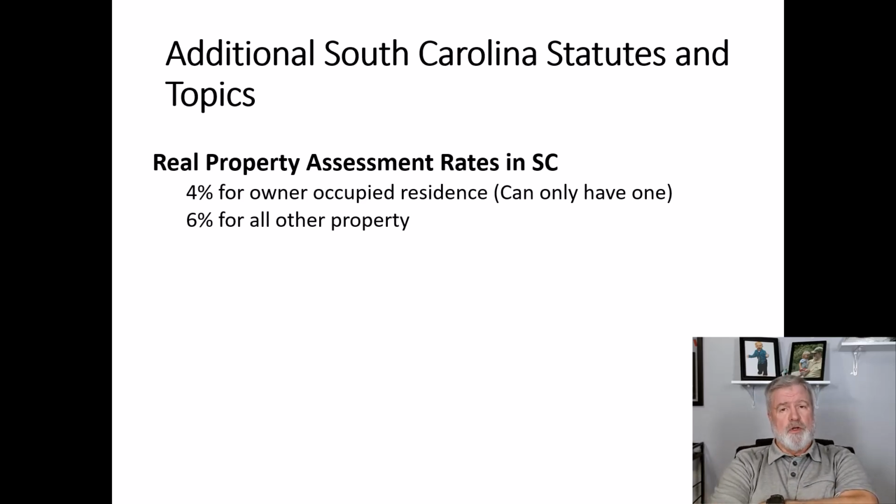It's a huge difference. So obviously, anybody owning real estate is going to want the 4% rather than the 6%. But again, you can only get the 4% on one property. And if you have multiple properties, you don't get to pick and choose which one you want the 4% rate on. The law says you can only get the 4% rate on the property that you currently occupy, that you live in. That's the only one you can claim as 4%.